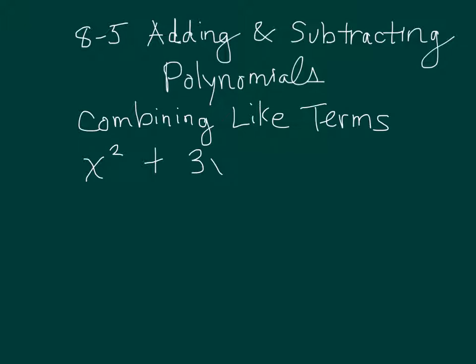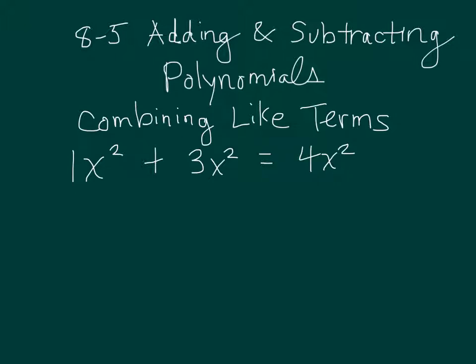So for instance, x squared and 3x squared are like terms that can be combined. And of course, x squared is the same thing as 1x squared. So 1x squared plus 3x squared is equal to 4x squared. Okay, so that's easy enough.